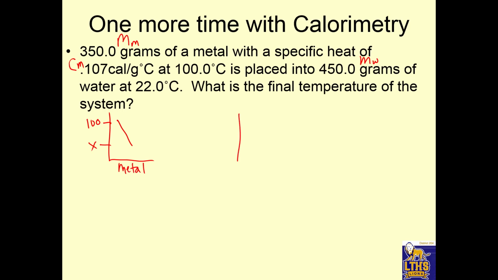That's what happens to the water. So the water temperature starts at 22 degrees. What's going to happen to the water? Well, it's going to take in heat, so its temp is going to go up, and it's going to get to the same temperature that the metal goes down to. So this is the water's graph.